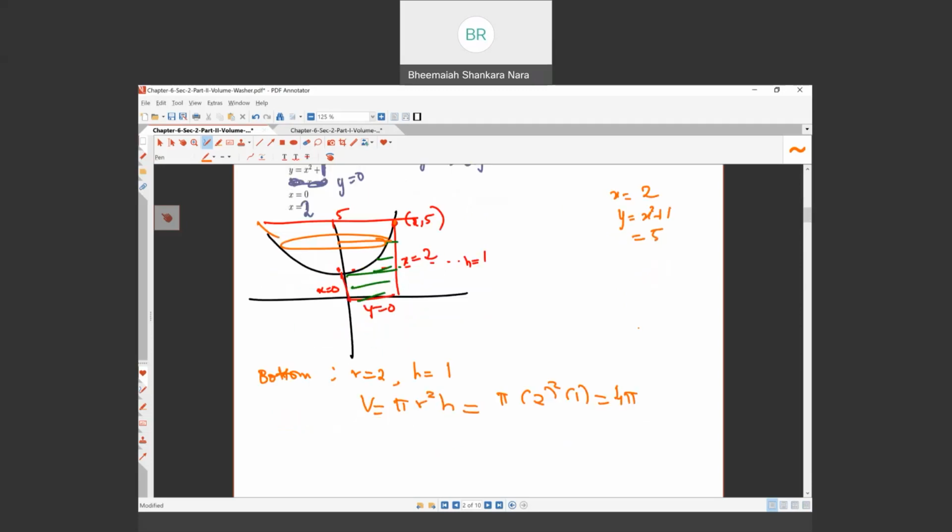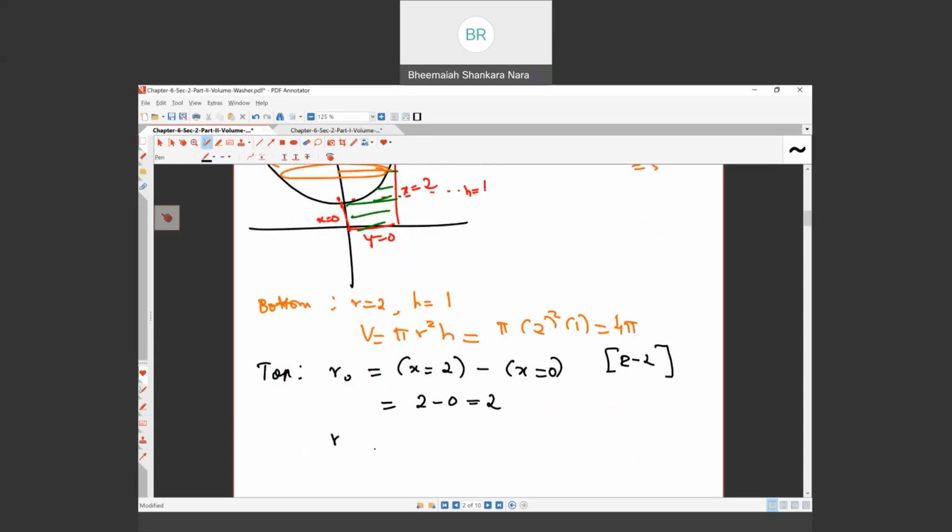Then we have the top, which is r sub 0, the outer radius, which is x equal to 2 minus x equal to 0. So this is right minus left. This will be 2 minus 0, which is 2. R sub I, the inner radius, will be the parabola, which is x square equal to y minus 1, minus the y-axis, which is the x equal to 0 line.